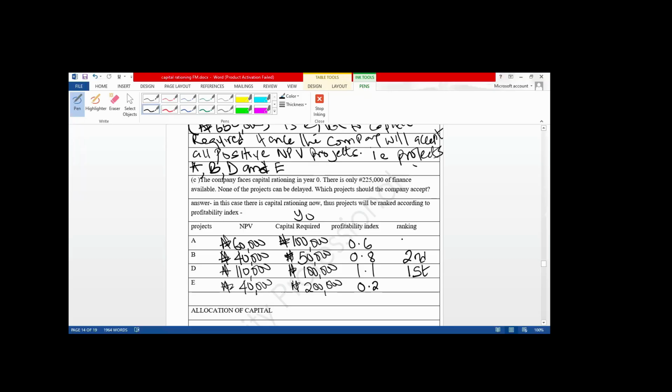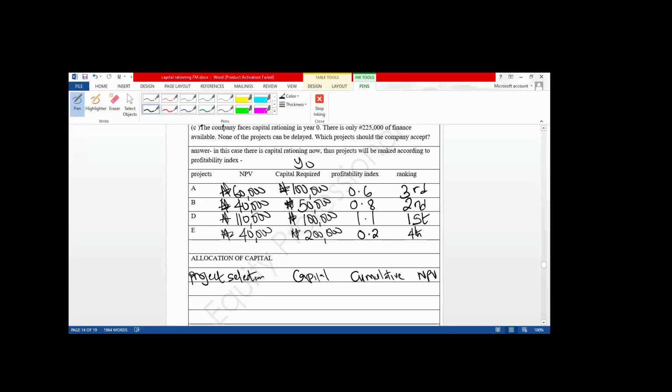Followed by A and D and E. You now come to allocation of capital. You have project selection, capital required, cumulative capital, and your NPV.